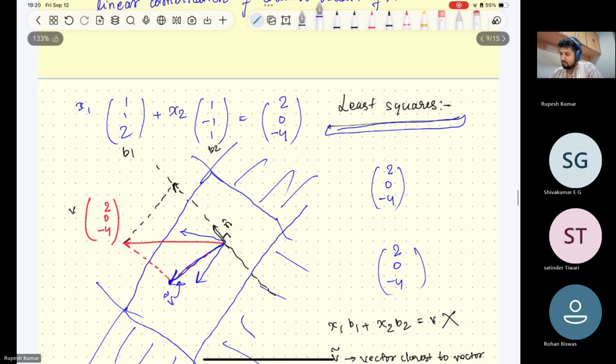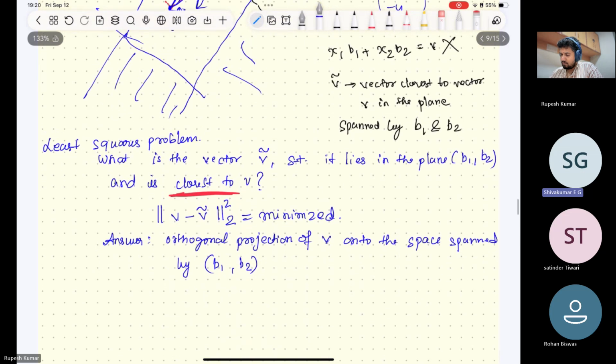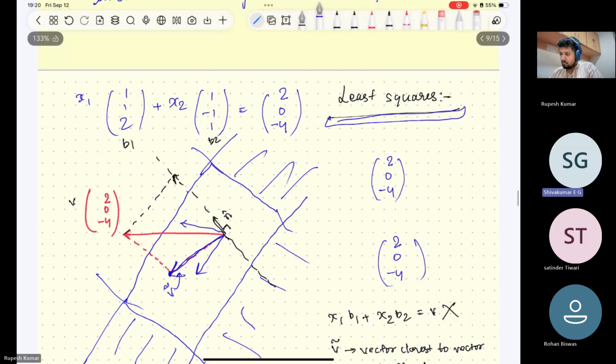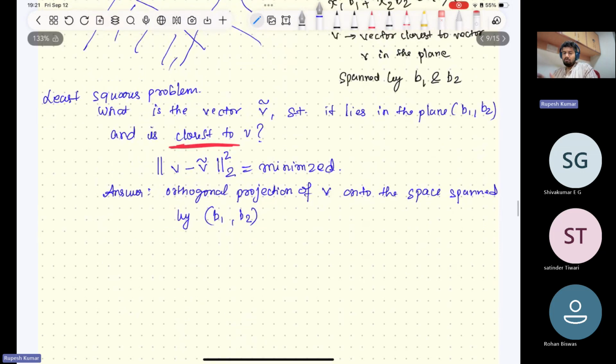Fine. So the vector V on the right hand side, that is 2, 0, minus 4, you are taking the projection along the vector space spanned by 1, 1, 2 and 1, minus 1, 1. That will give you x1 and x2. x1 and x2 are simply scalars. Are things clear now? Now, how to get to this?